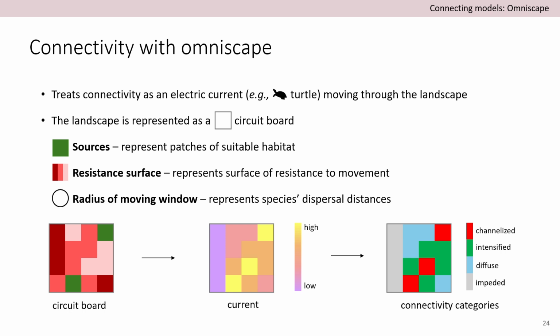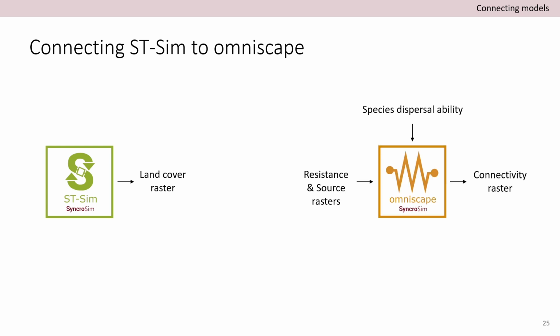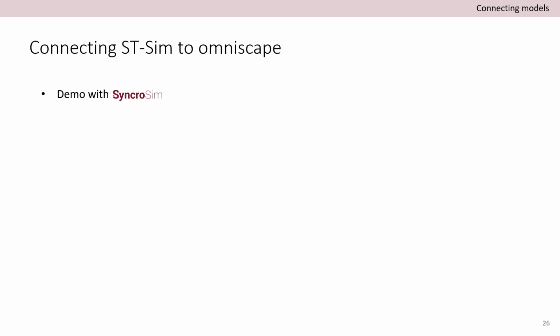So that's a quick overview of Omniscape, simplifying a little bit. So you're here, you have run SDSIM, you have a land cover map projection, and you want to calculate connectivity. It depends on a resistance layer, a source layer, and the radius of the moving window. So how do you connect that land cover map to the inputs required for Omniscape? And this is where that connector package that Leonardo mentioned comes in.